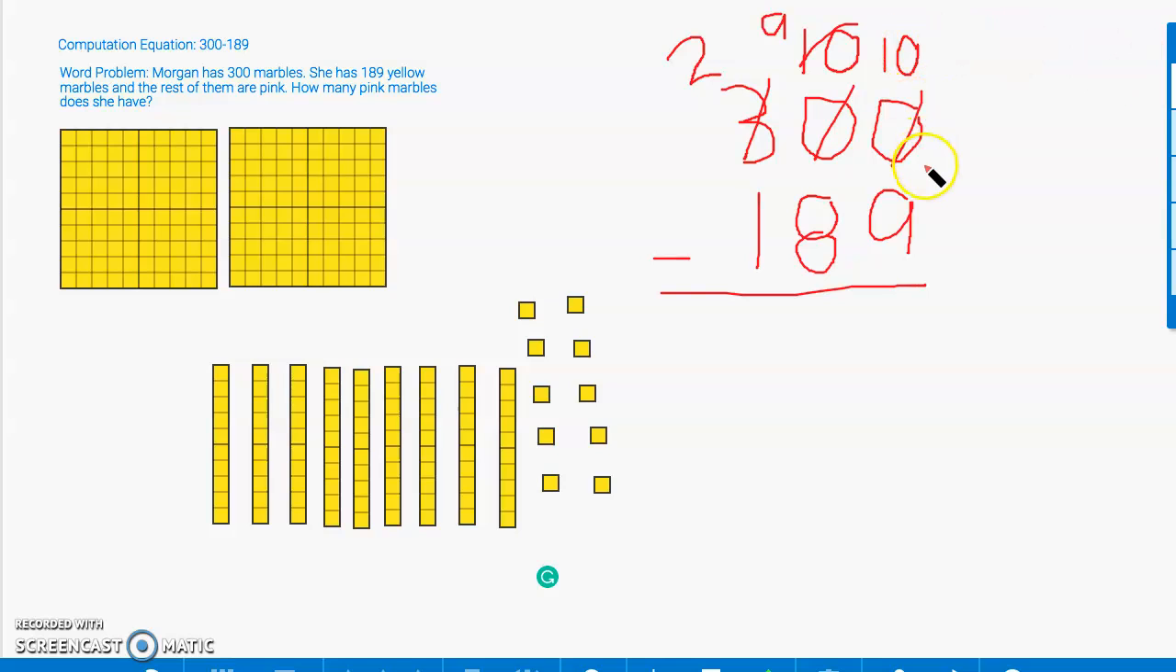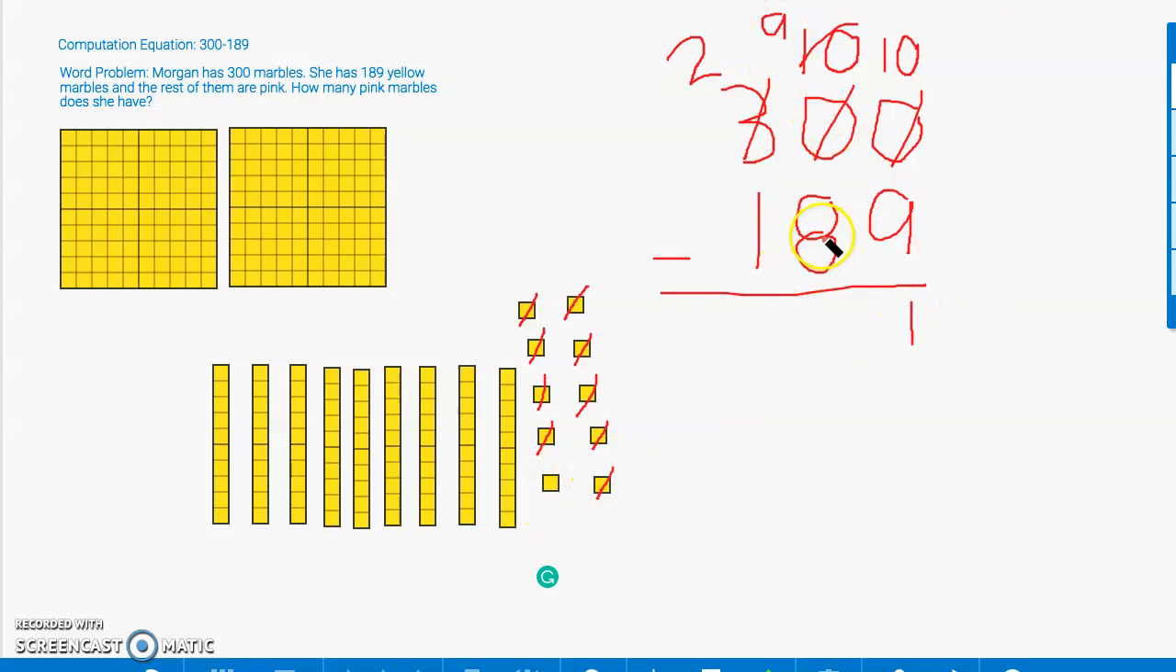So now we can take away the 9 ones from the 10. So we can take away 9. So 1, 2, 3, 4, 5, 6, 7, 8, 9. So now we're left with 1. So we can put that right here.